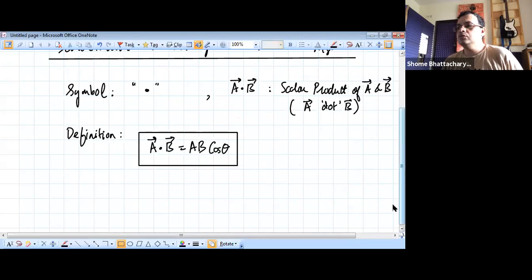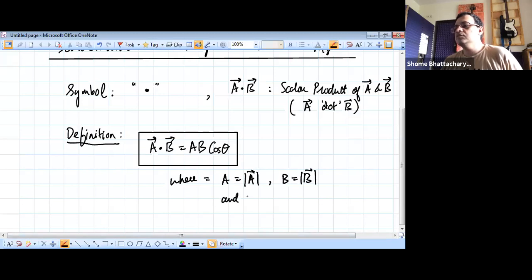So this is the new type of vector operation that we're learning, which is called scalar product. This is the symbol for scalar product or dot product, and this is the definition. Now we are actually starting with the important part, the definition. The dot product is equal to the product of the magnitude of vector A, where capital A is the magnitude of vector A, capital B is the magnitude of vector B, and theta is the angle between A and B.